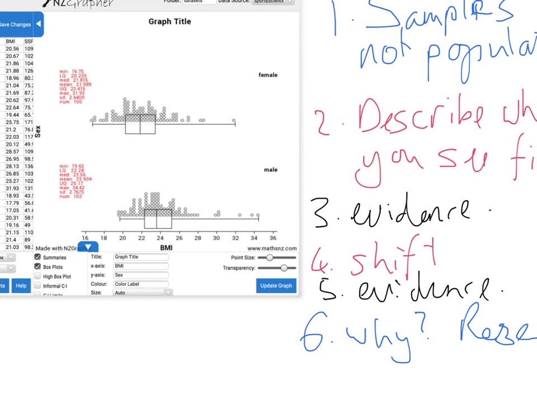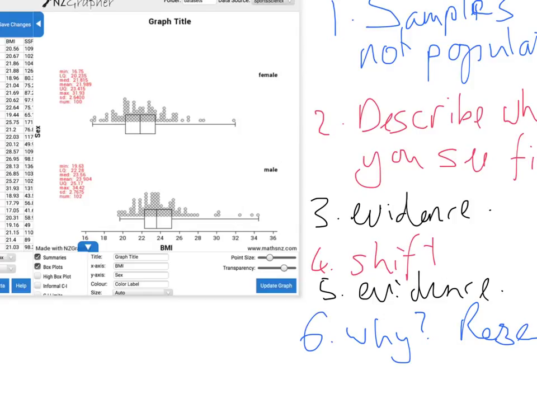Our male sample has a higher centre than the female sample. We know this because the mean and the median are both higher. The mean and median for the male sample is 23.9 for the mean and 23.6 for the median, whereas the female sample has a mean of 22.0 and 21.8.